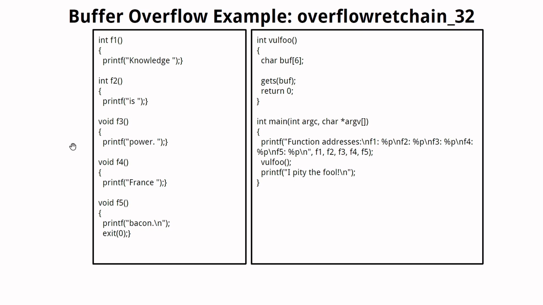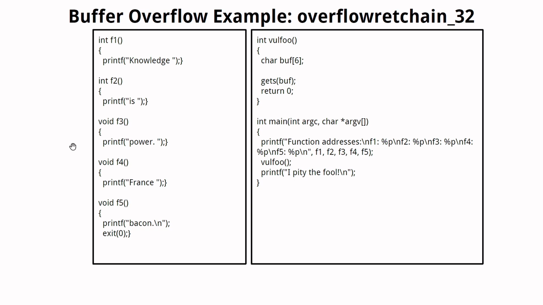The vol_foo is the same vol_foo. The main function is almost the same. It's just that I print out the addresses of many different functions. The functions we have here are F1 to F5. F1 prints out knowledge, just one word. F2 prints out is. F3 prints out power. F4 prints France. F5 prints bacon. At the end of F5, I call the C library function exit.